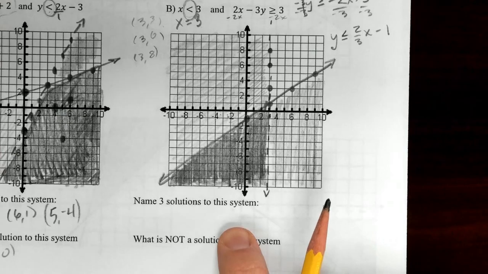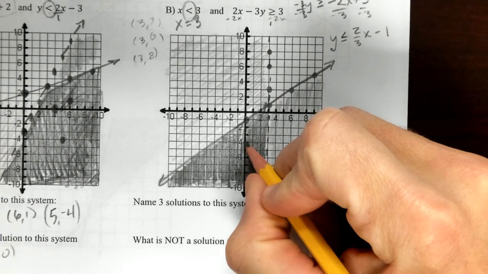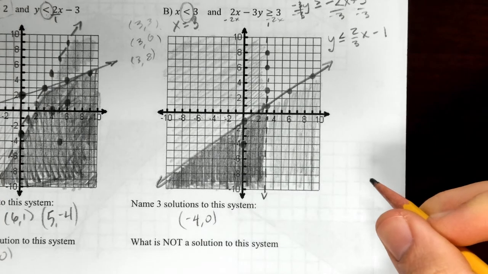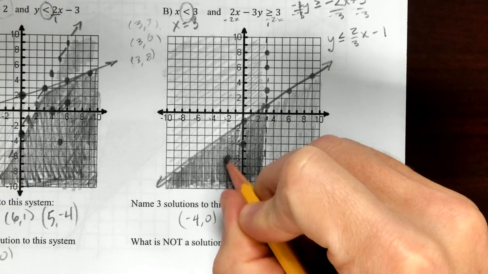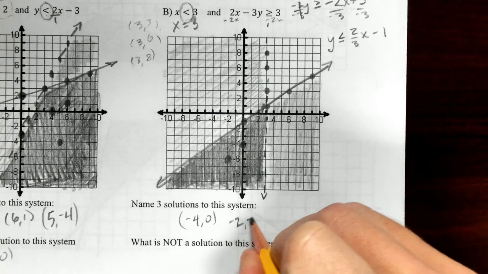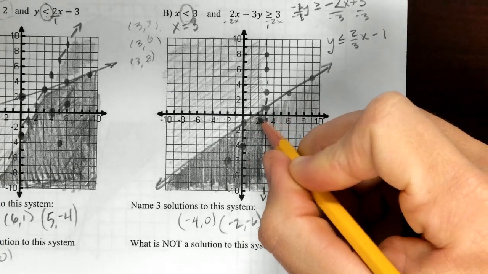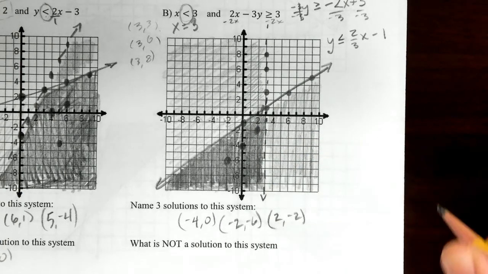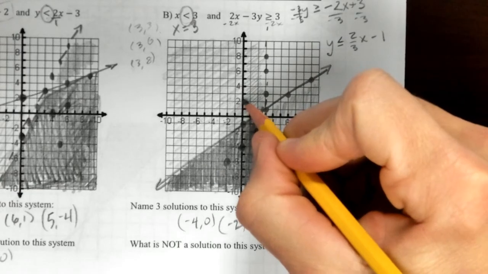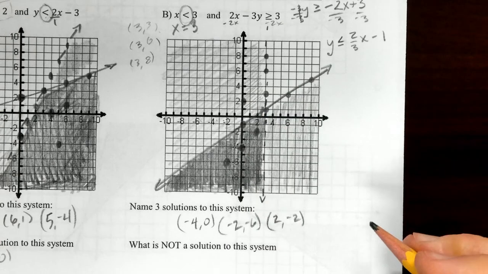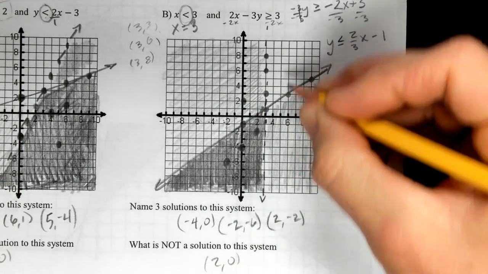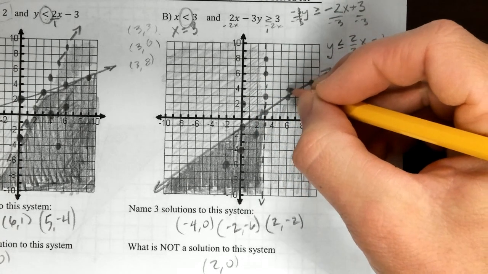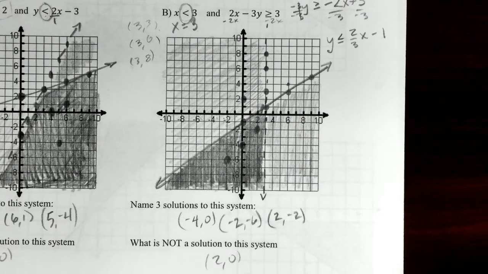So now it asks for 3 solutions to this system. All right, well, let's pick some 3 easy points. (-4, 0). (-2, -6). Don't matter. (2, -2). Don't matter. What's not a solution? Well, (2, 0) is not a solution because it's not shaded twice. I can pick any point up here. Those aren't even shaded in once. Okay, so (6, 4) is not a solution because that's not even shaded in once. Any of those work.